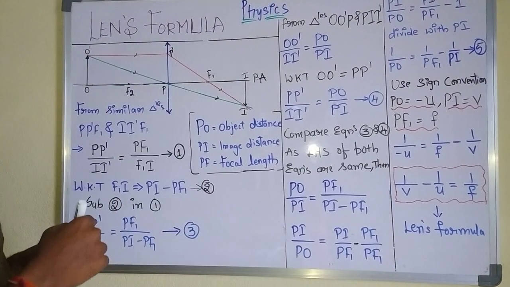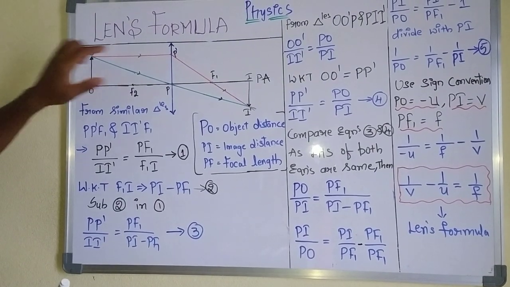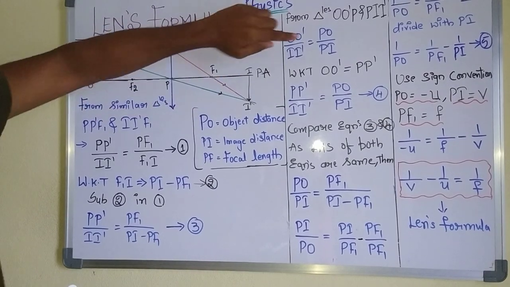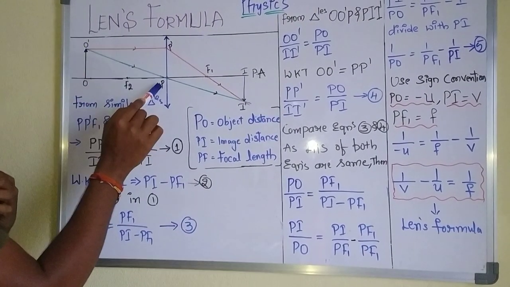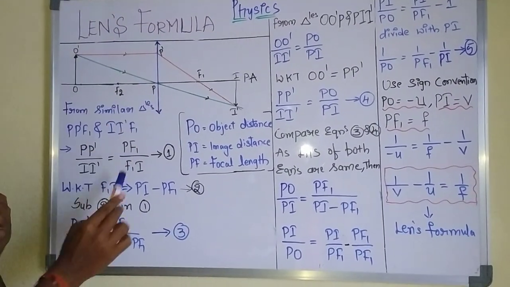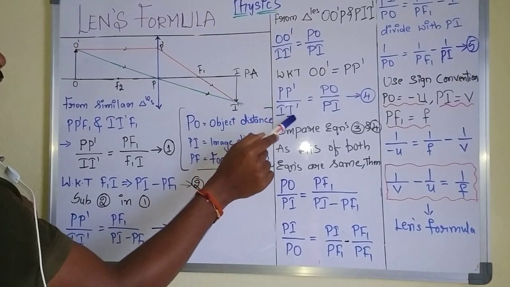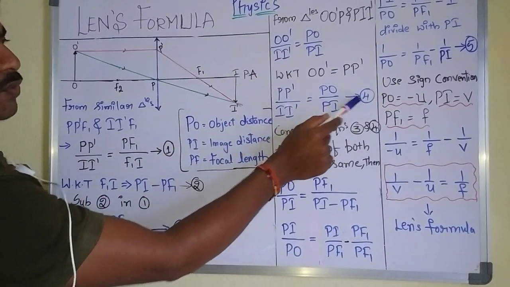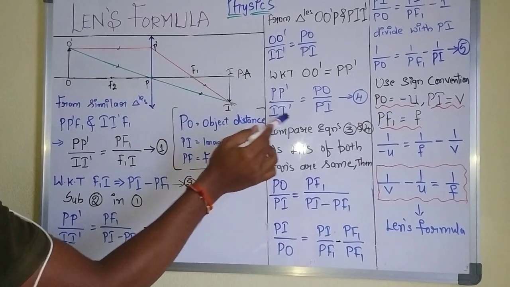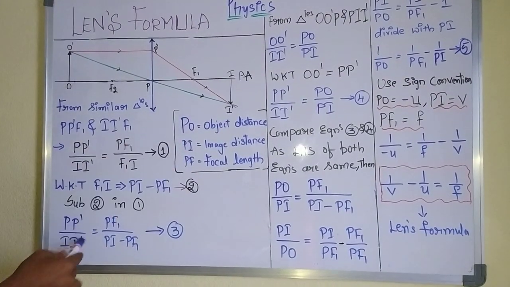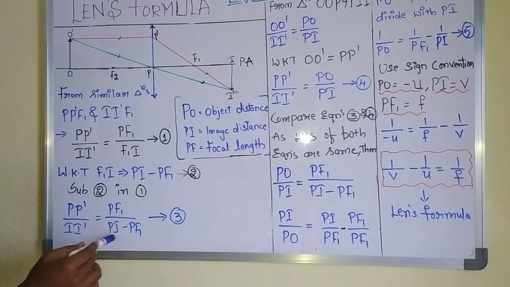From the other set of similar triangles, OO'P and PII', OO' is the object and II' is the image. OO' by II' is equal to PO by PI. We know that OO' is equal to PP'. So in place of OO' in this equation, I am replacing it with PP'. So PP' by II' is equal to PO by PI, which is equation number 4. Now compare equation number 3 and equation number 4. PP' by II' appears in both equations, so the left hand sides are the same. So now I can write PO by PI is equal to PF1 by PI minus PF1.